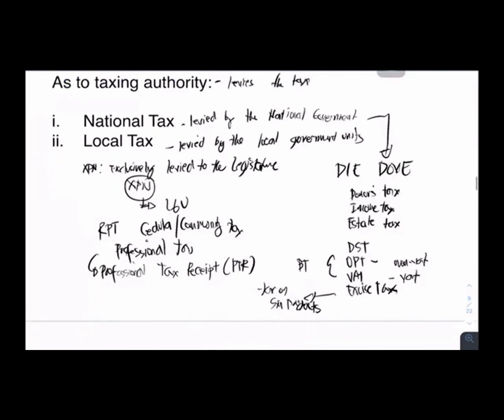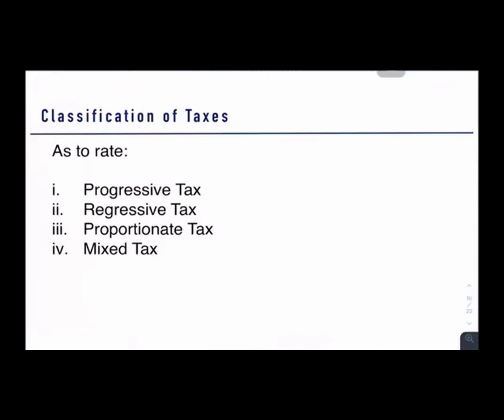Next, classification of taxes. We have your as to rate. So this is the sixth item under your classification of taxes. So the last classification, as to rate, we look at the movement or the relation of the rate to the amount. If it's a progressive tax, the rates are increasing. If it's a regressive tax, the rates are decreasing. And if that is a proportionate tax, the rates are stagnant. But if it is a mixed tax, the rates are a mixture of the three. So progressive, regressive, and proportionate. Okay?